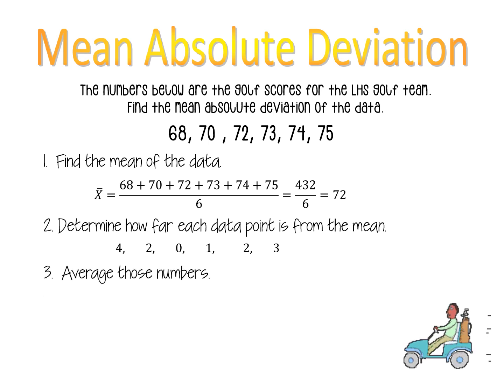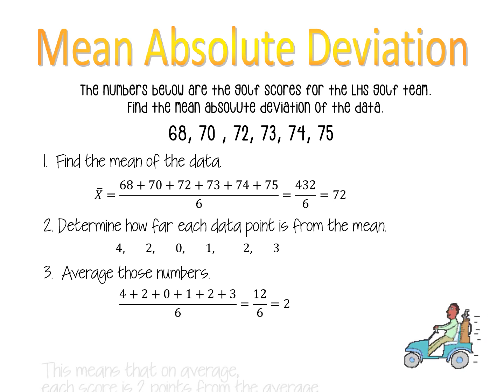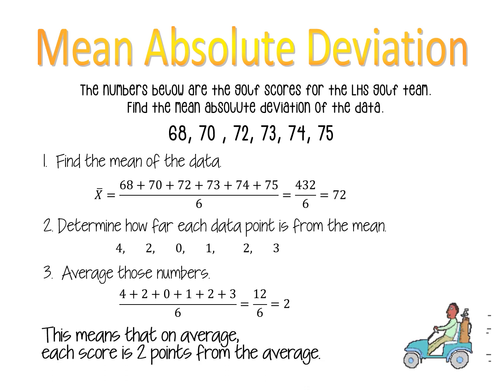Step 3, we're going to average those numbers. We're going to add them all up and divide by 6. When we do that, we get the answer is 2. So this means that on average, each score is 2 points from the average.